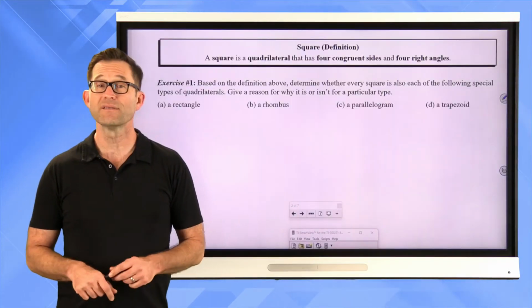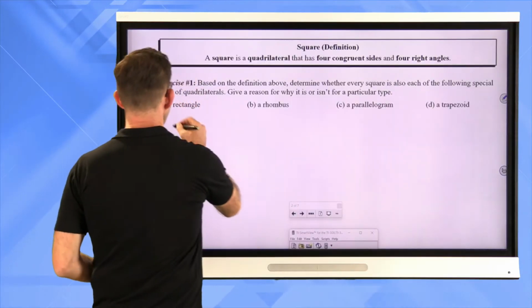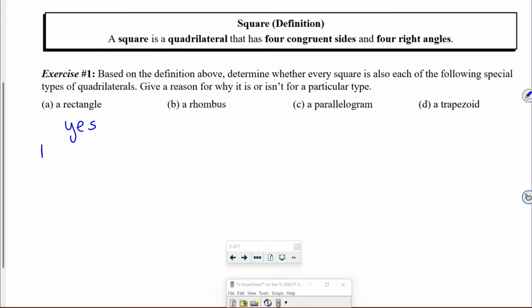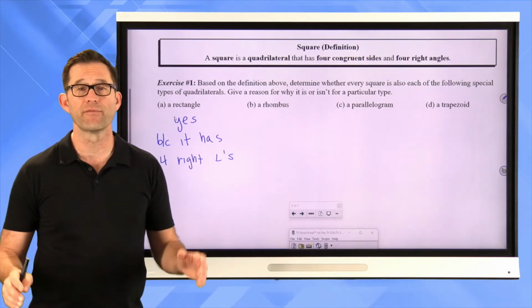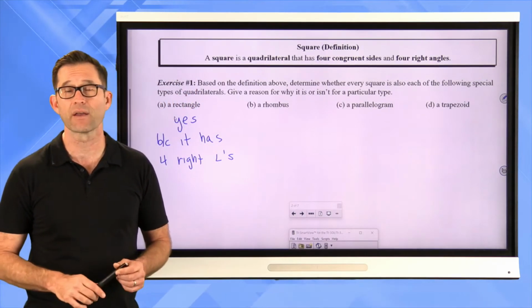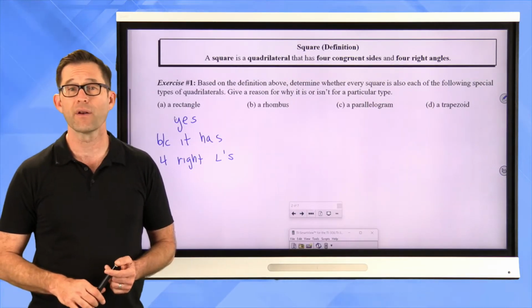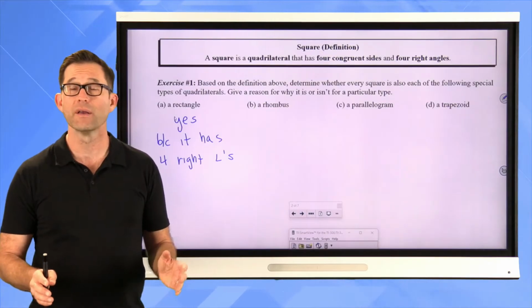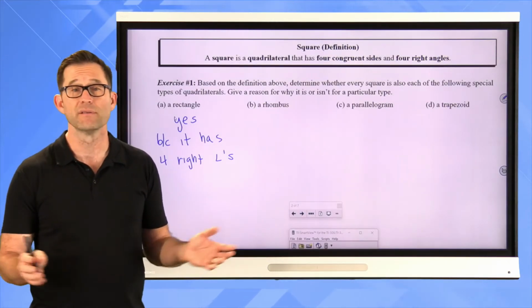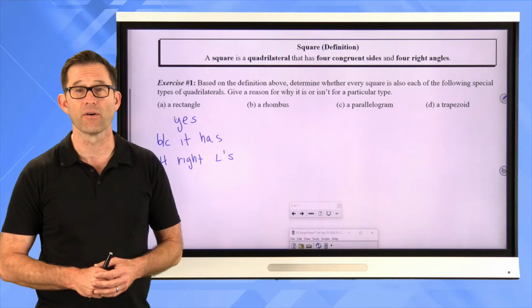All right, is a square a rectangle? Yes. Why? Because it has 4 right angles. So if you ever had a teacher at any point in math give you some problem that had 4 figures and say which one's the rectangle and you picked the square and they counted it wrong, well, that's a shame because every square is also a rectangle and that means every square has every property of a rectangle.